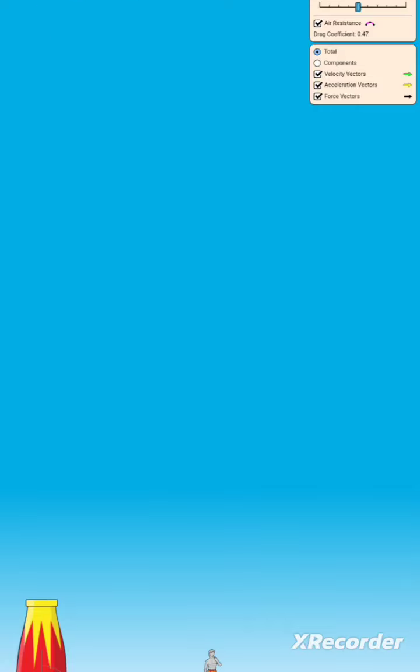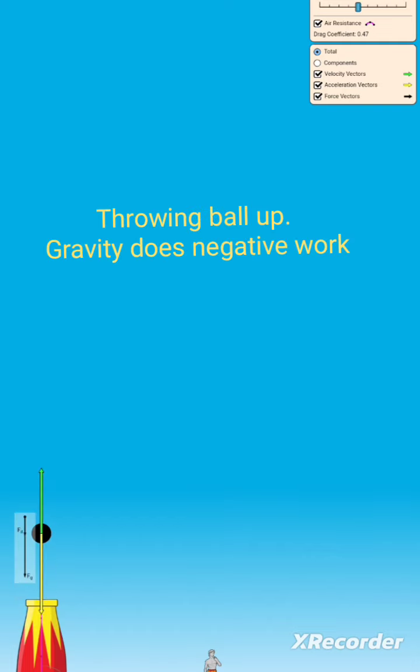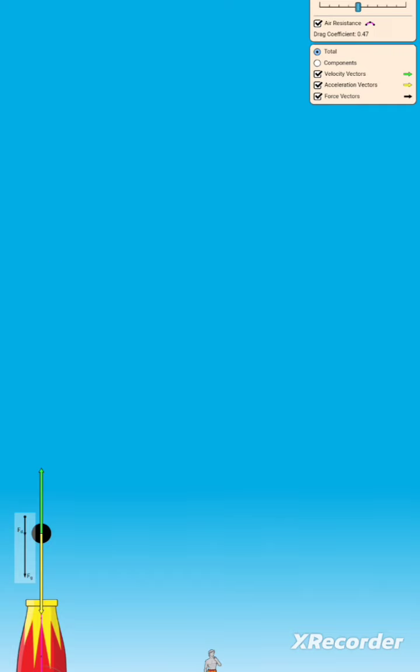Alright, now when you throw anything against the gravity, when you throw anything in upward direction, the work done by the gravity is negative. Let me pause it right there. As you can see, the gravity is acting in the downward direction, but the ball moving in upward direction. The angle between force and the displacement is 180. Cos 180 is negative. So the gravity is doing negative work here.